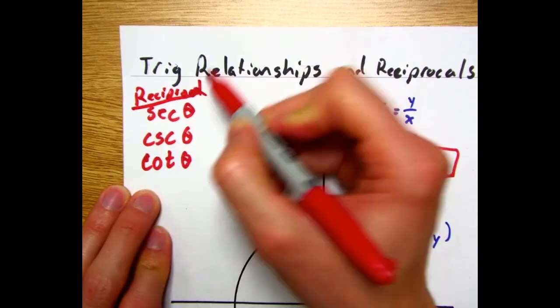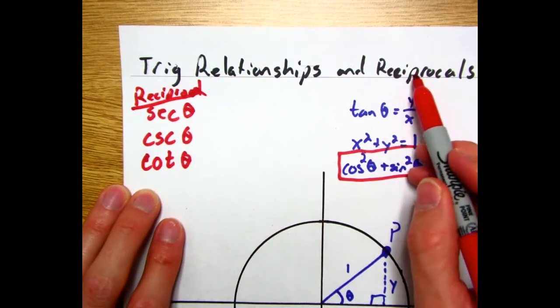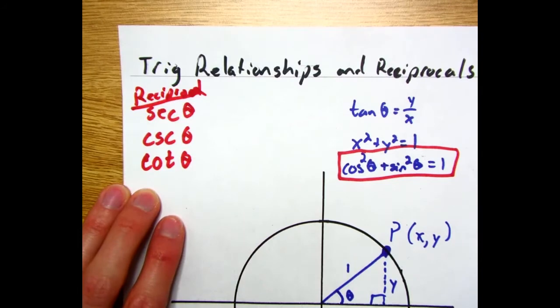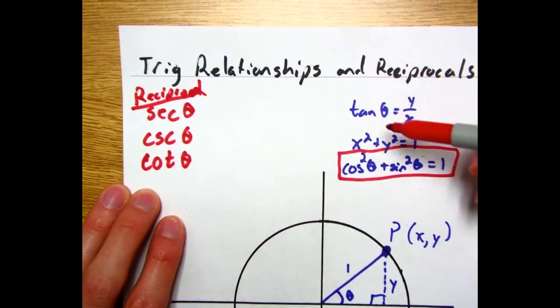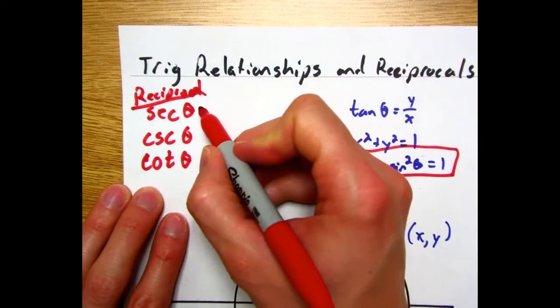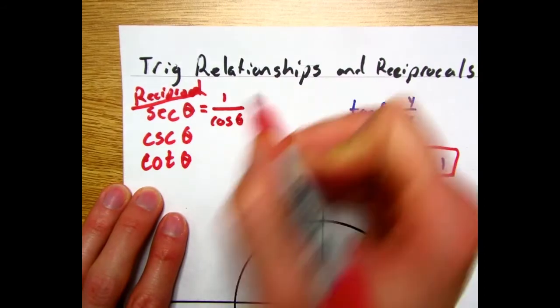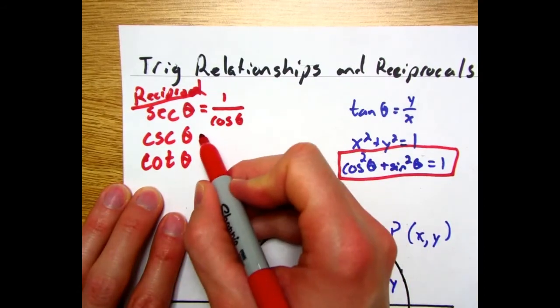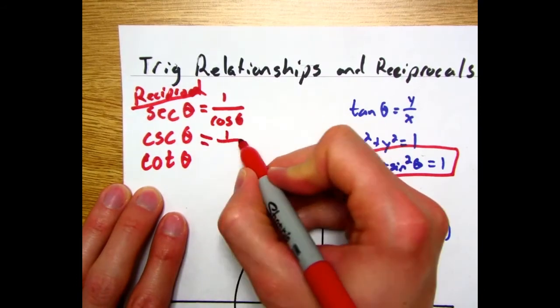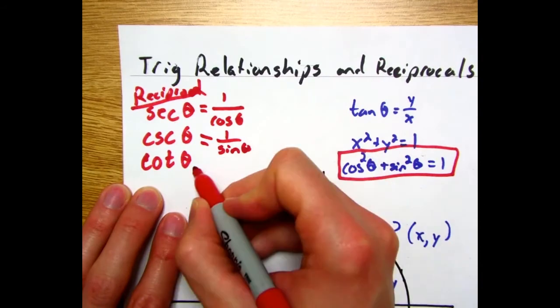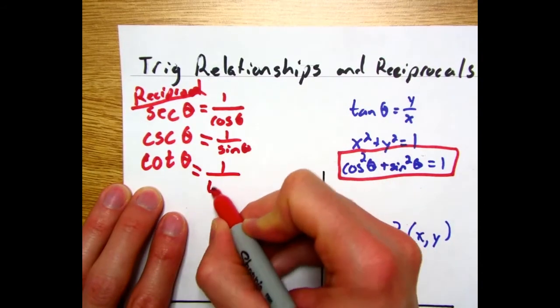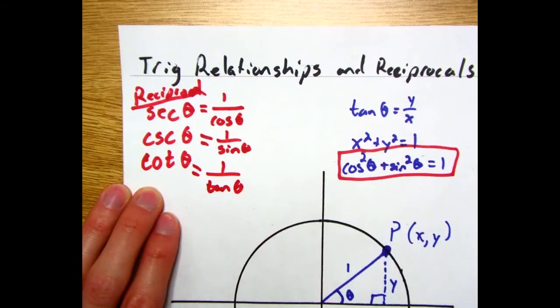And I didn't spell that very well. Reciprocal. All right, it's spelled up here. Reciprocal functions. And they're called that because they are reciprocals of the standard functions cosine, sine, and tangent. So secant is the same thing as saying 1 over cosine of theta. And cosecant, I'm going to run out of room, is going to be 1 over sine of theta. And then cotangent is 1 over tangent of theta. All right, so those are your three reciprocal relationships.